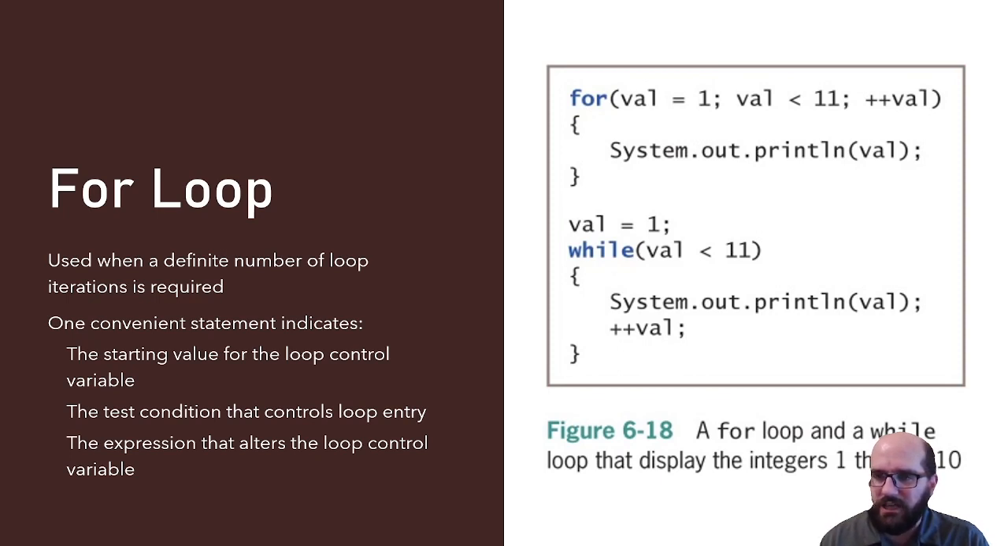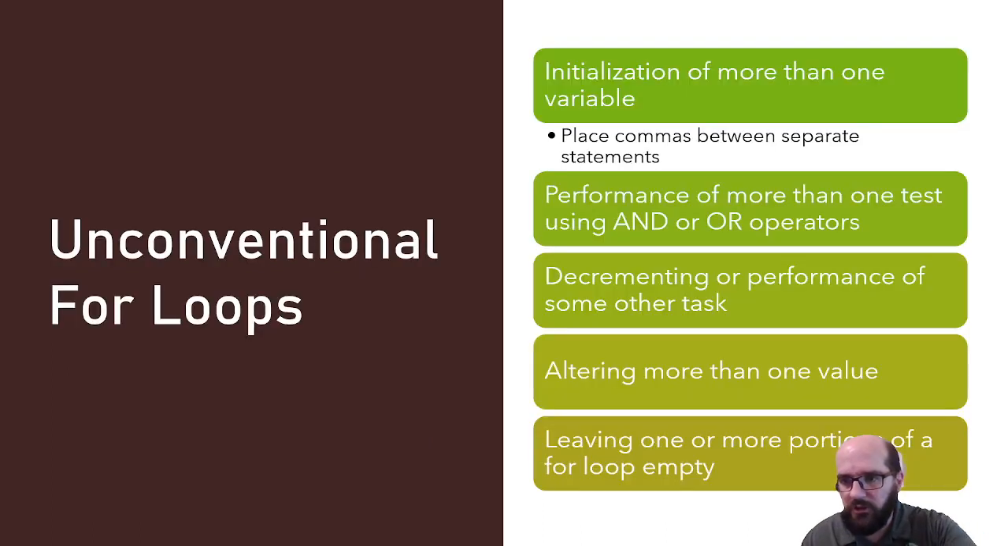And you can see that value equals 1 is put inside the for loop. Value is less than 11 is put inside the for loop. And plus plus value is put inside the for loop. So it's a simplification. Now those are conventional loops.